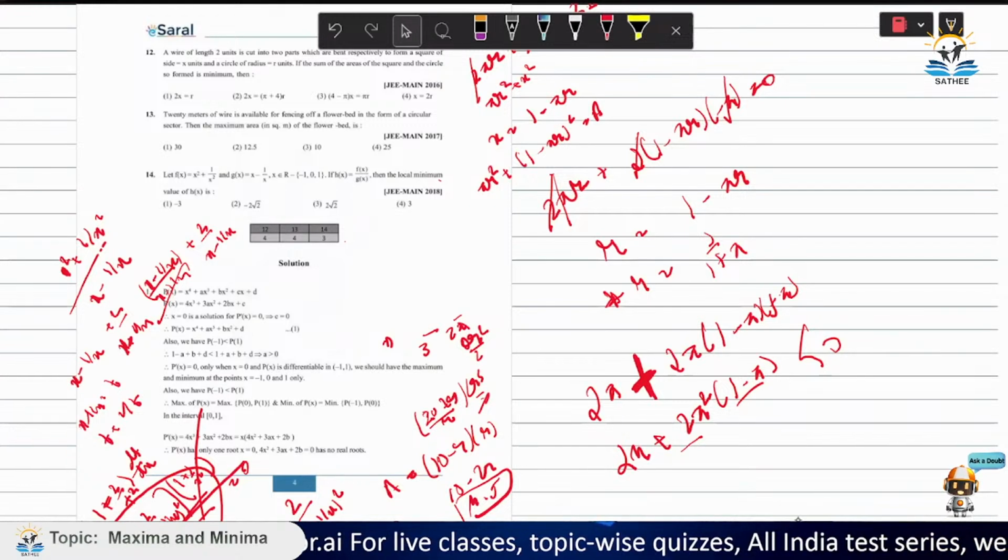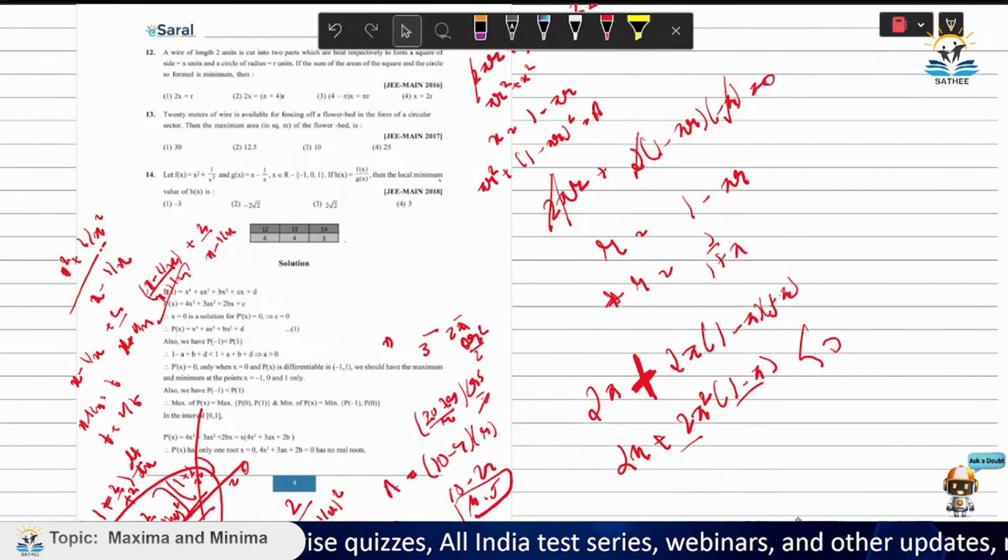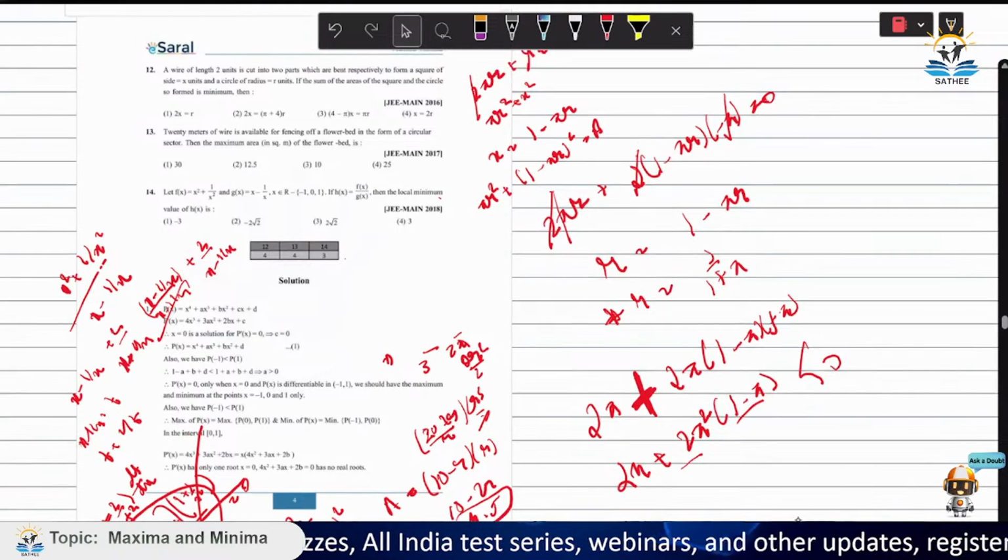Then what do I have to find? I have to find the relation between r and x. Okay. So that is already established, right?